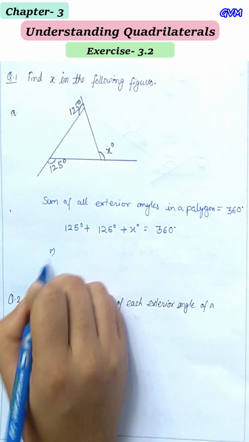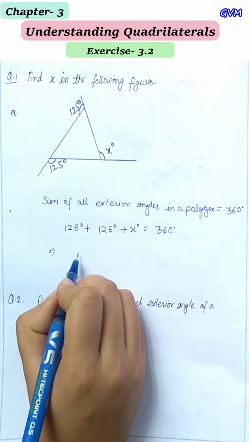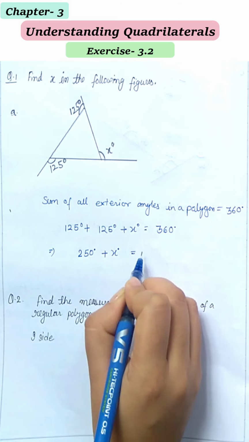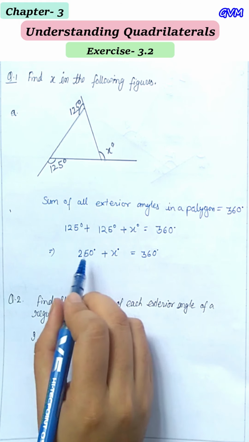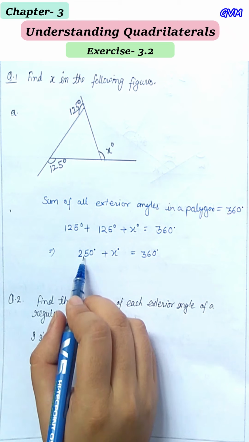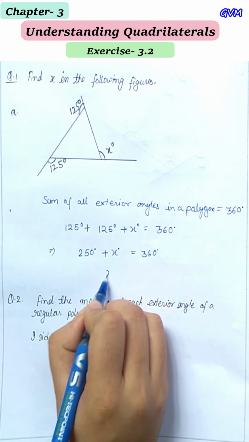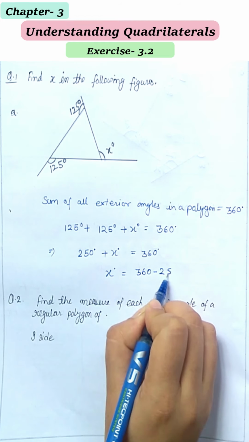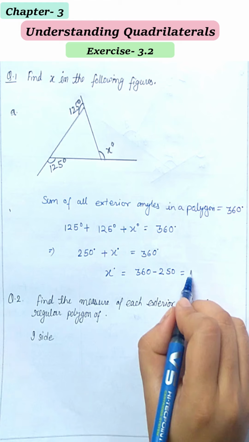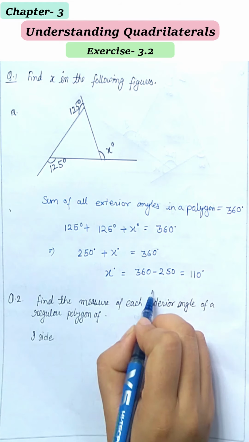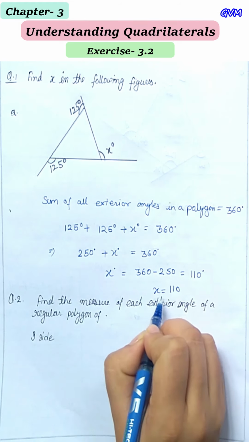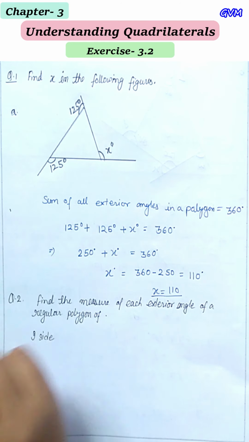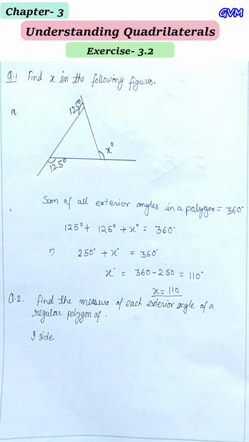Okay, now add 125 plus 125 is 250 degree plus x degree is equal to 360 degree, and by transposing 250 from LHS to RHS we have x degree is equal to 360 minus 250, that is 110 degree. So x is equal to 110 degree. Okay, so the second part of first question you can do by yourself by following the same method.